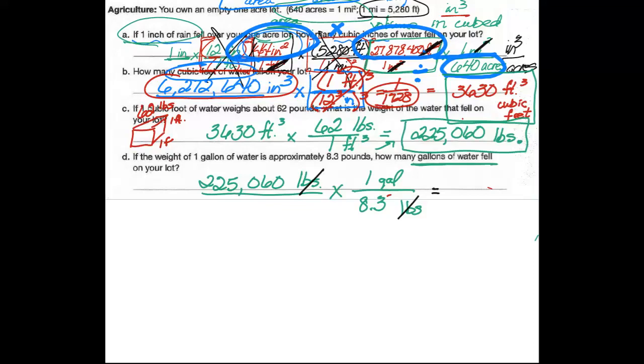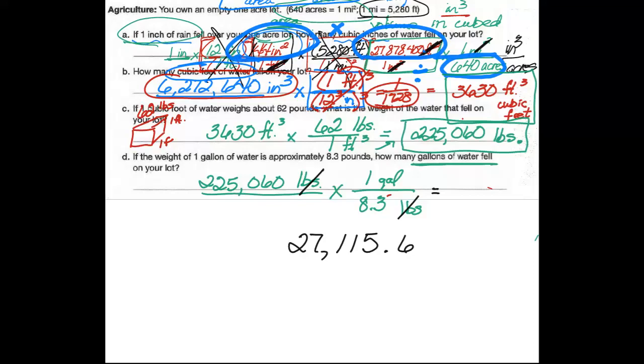Rachel, please put that away. You know I'm right. Use the calculator. 225,060 divided by 8.3. 27,115.66265. 27,115? Yeah. Okay. I'll just put 0.6.